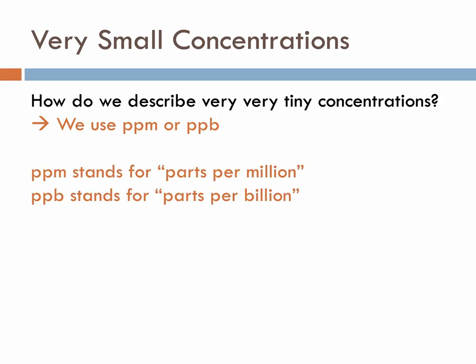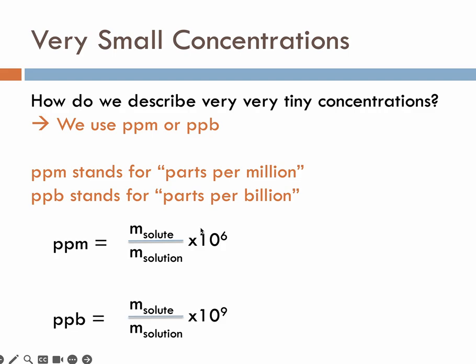So ppm stands for parts per million, ppb stands for parts per billion, and the formula is actually really similar to your mass percent formula, but multiplied by a million for parts per million and multiplied by a billion for parts per billion instead. So ppm, parts per million, is going to be the mass of your solute divided by the mass of your whole solution multiplied by a million. 10 to the 6 is a million. ppb is going to be the mass of the solute divided by the mass of the solution multiplied by 10 to the 9, which is a billion.